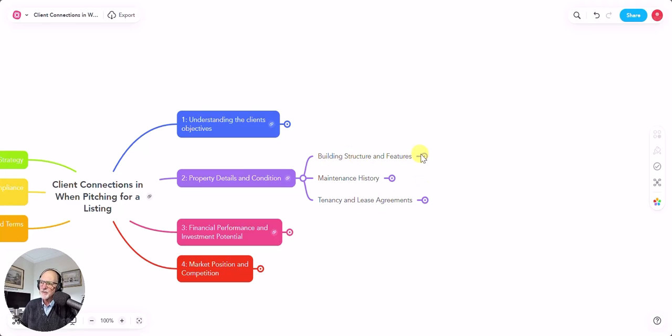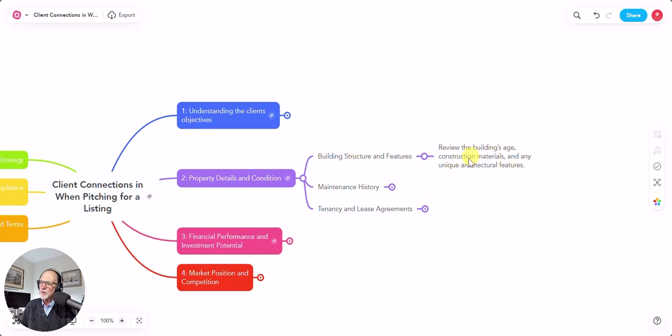So let's look at these. Building structure and features. Review the building's age, the construction materials, and any unique architectural features. That will be for the building itself, office, industrial or warehouse, and you would then need to understand what's there, the condition of that, and whether there are any orders or notices on the property which could interfere with the sales activity. You've got to sell something that is legally able to be sold, not something that has building orders and notices which need to be resolved before the sale occurs.